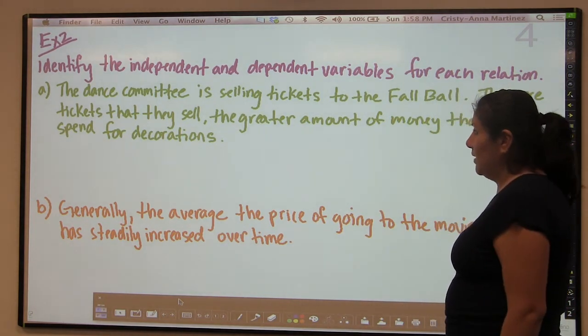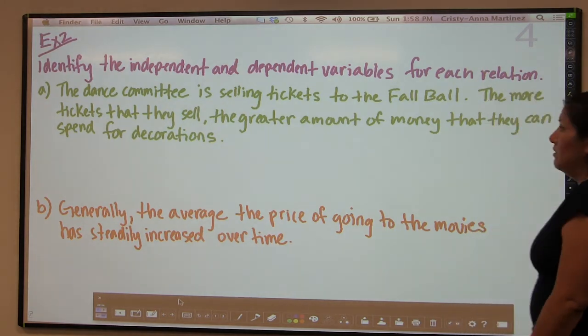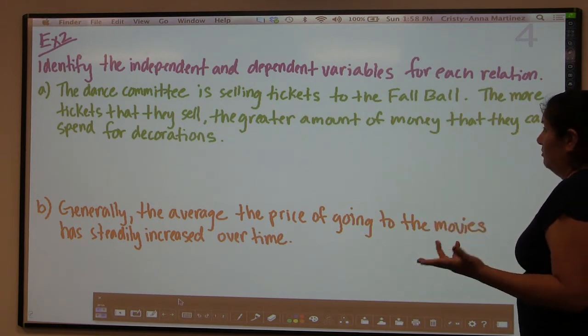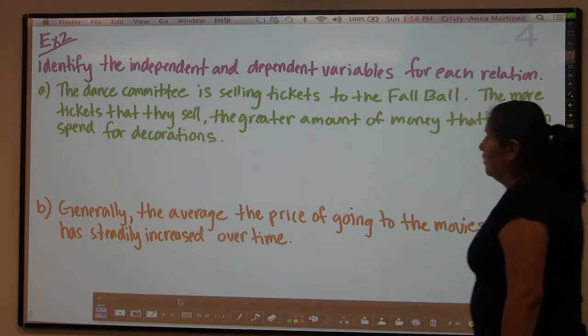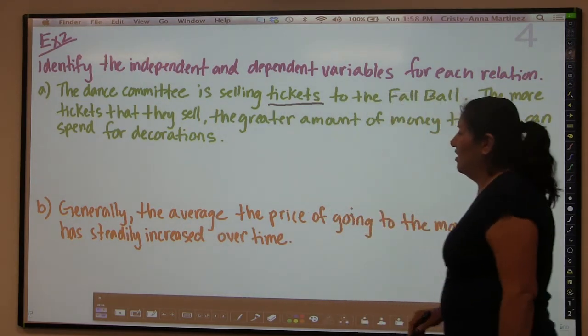So here we have example A. The dance committee is selling tickets to the fall ball. The more tickets that they sell, the greater the amount of money that they can make or that they can spend for decorations. So we have to do a couple things in this problem. One, we have to identify what the variables are. What are we talking about here? We're talking about selling tickets. Okay? So tickets is probably one of our variables.